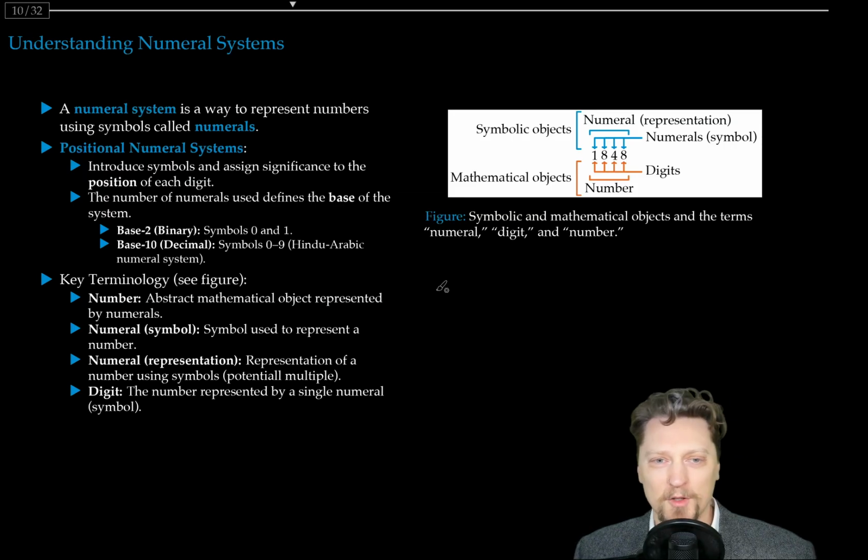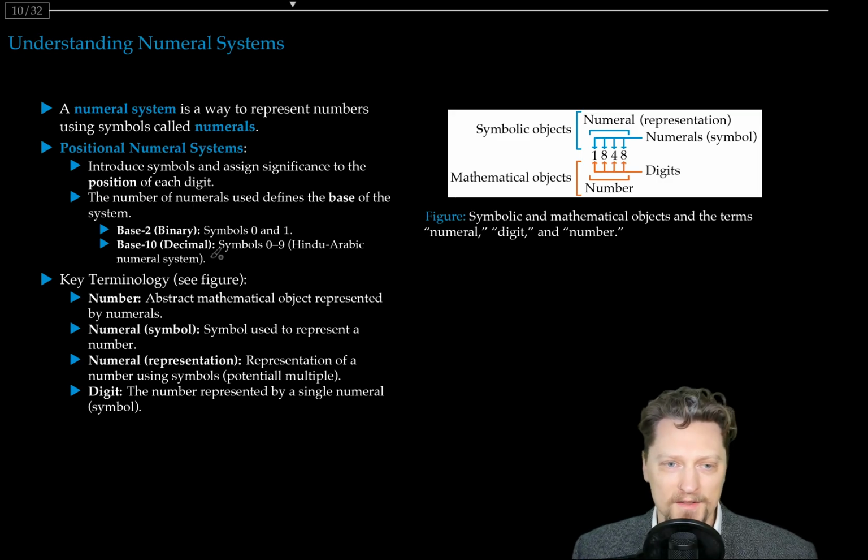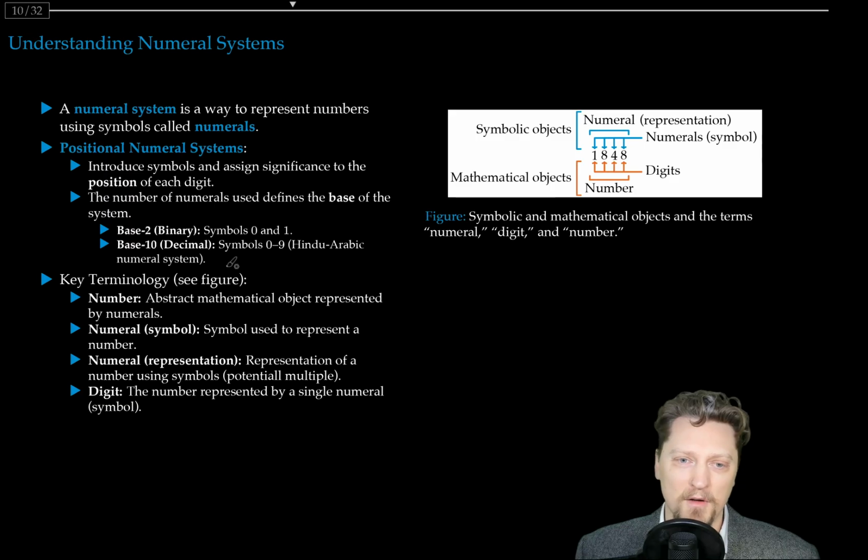Understanding numeral systems. A numeral system is a way to represent numbers using symbols called numerals. Positional numeral systems introduce symbols and assign significance to the position of each digit. The number of numerals used defines the base of the system. So base 2, or sometimes called binary, has two symbols, 0 and 1. Base 10, also called decimal, uses 10 symbols, 0 through 9, the Hindu-Arabic numeral system.